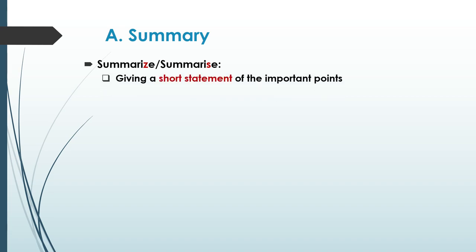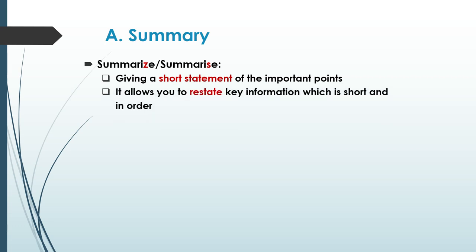Right. Now, what is summary or what is summarizing? It is basically giving a short statement of the important points. Now, all the red colors throughout this presentation, you have to focus on these, because these are basically the key points, the key words, the key expressions that you must focus your attention on. Summarizing allows you to restate, retell, rewrite the key information, which is short and in order. So it is important to note that it has to be in order.